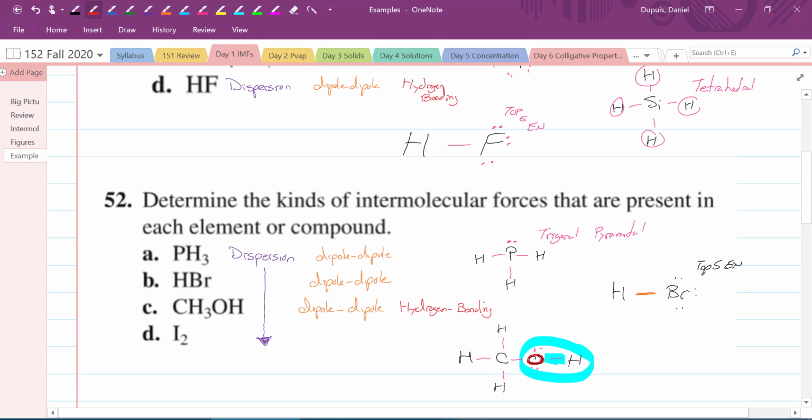I2. I2 is just a diatomic molecule, I to I. It's symmetrical, it's not polar, and that's it. So that's how we come up with the types of intermolecular forces in the compound. We kind of know what the compound is and kind of how it's bonded.